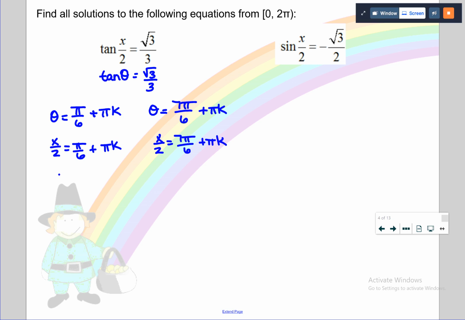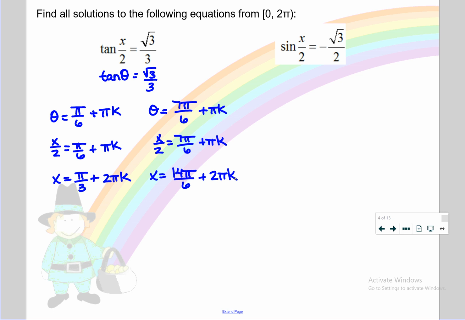Multiply by 2. So x equals, if I do 2 times pi over 6, I get 2 pi over 6, or just pi over 3, plus 2 pi k. And then 7 pi over 6 times 2 would be 14 pi over 6, plus 2 pi k. All right, so if it said all solutions, these are my answers. Because I, again, want answers between 0 and 2 pi, we start listing.